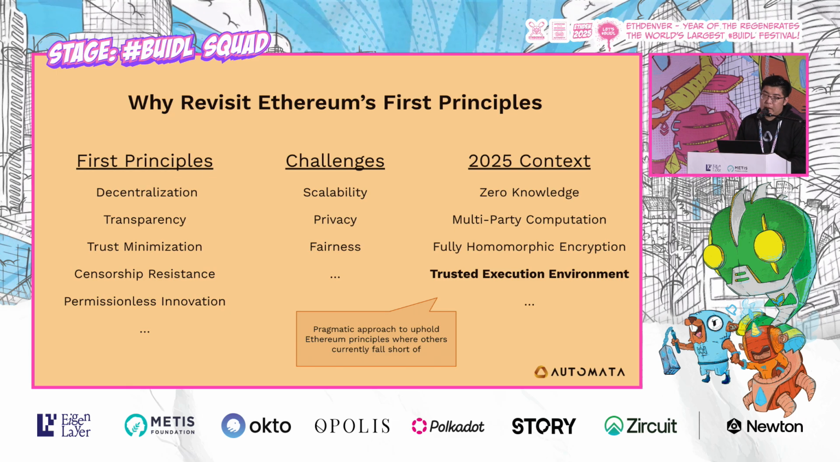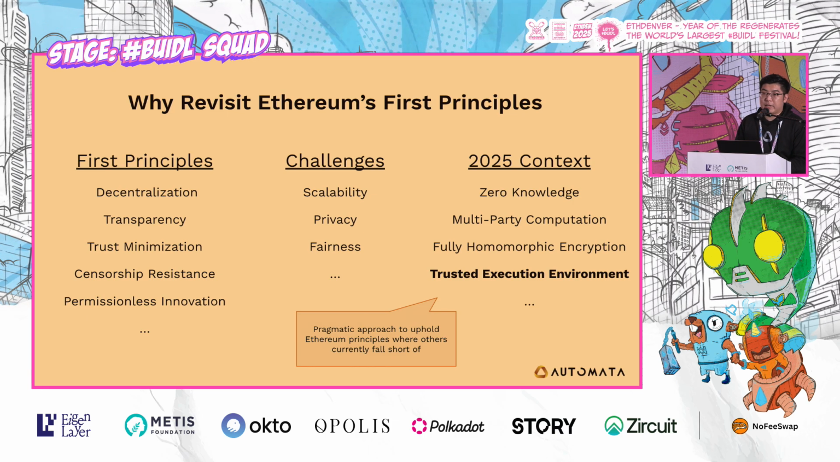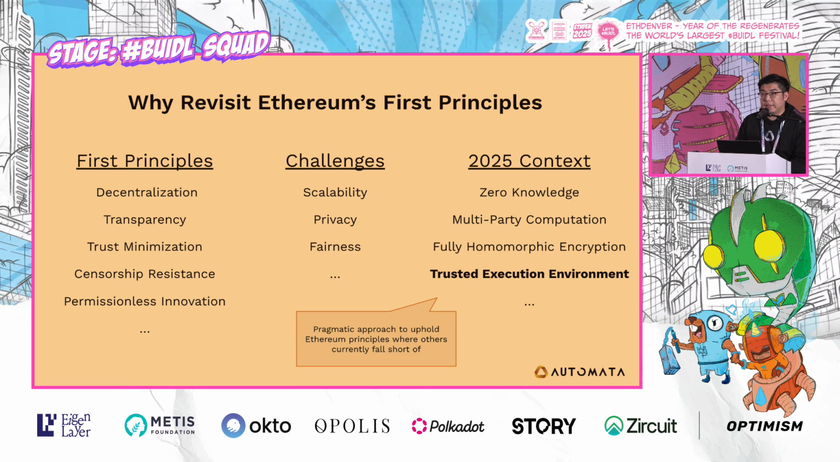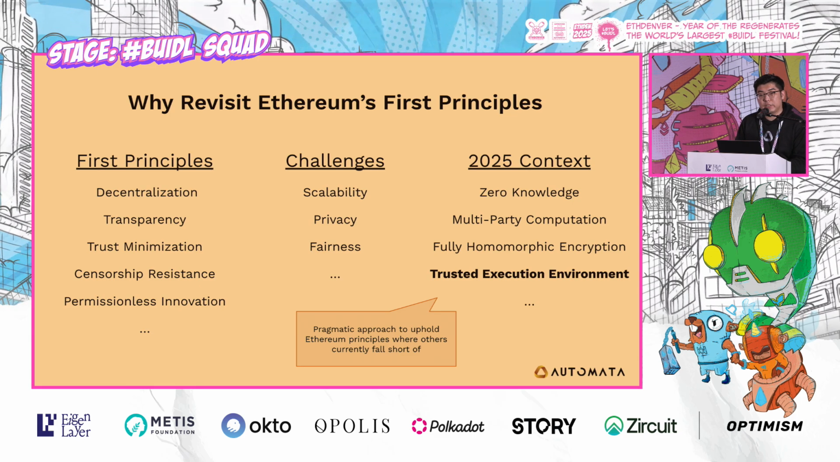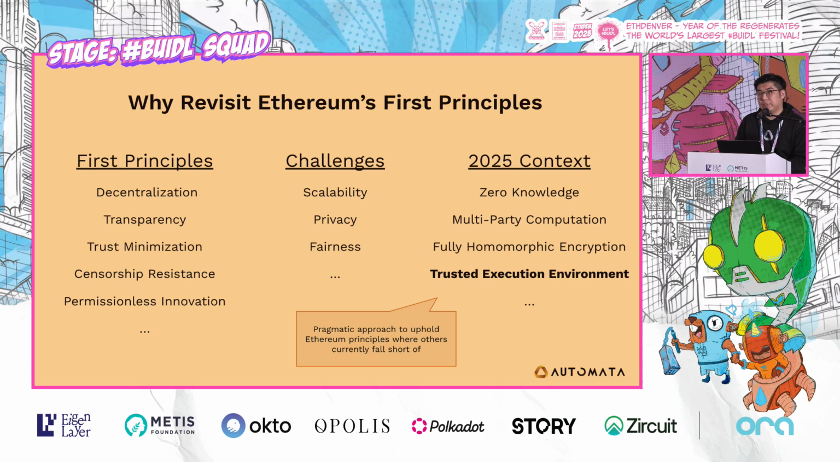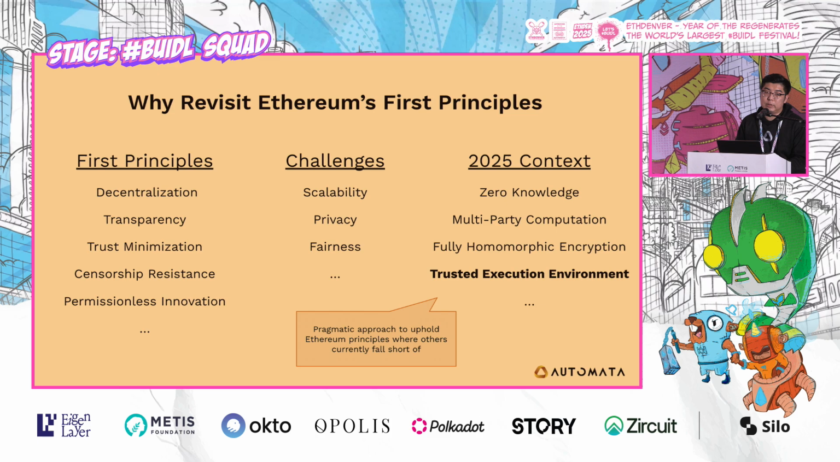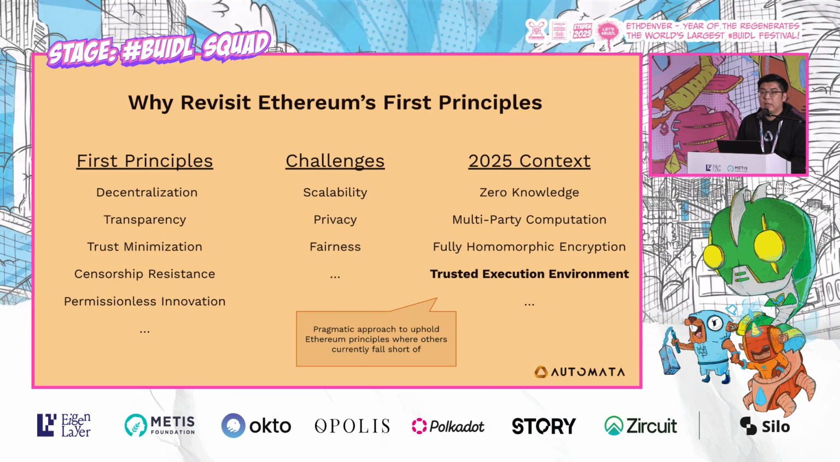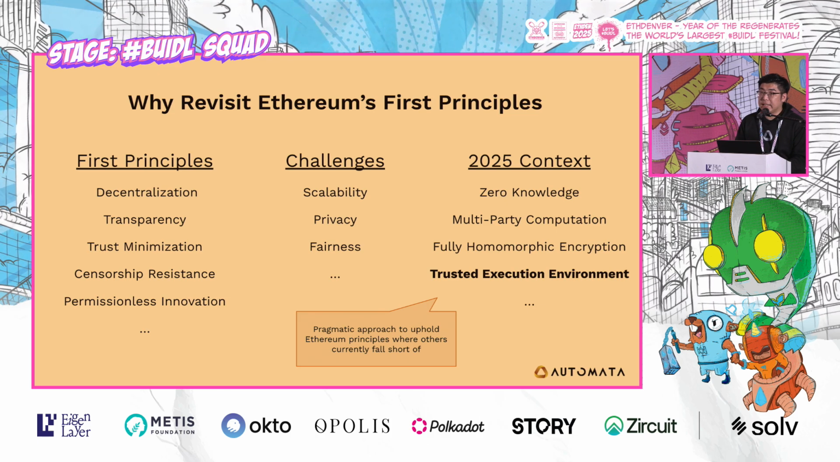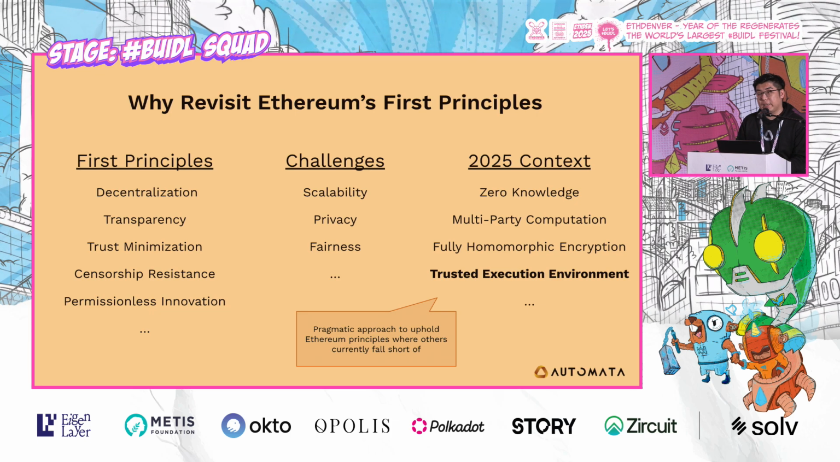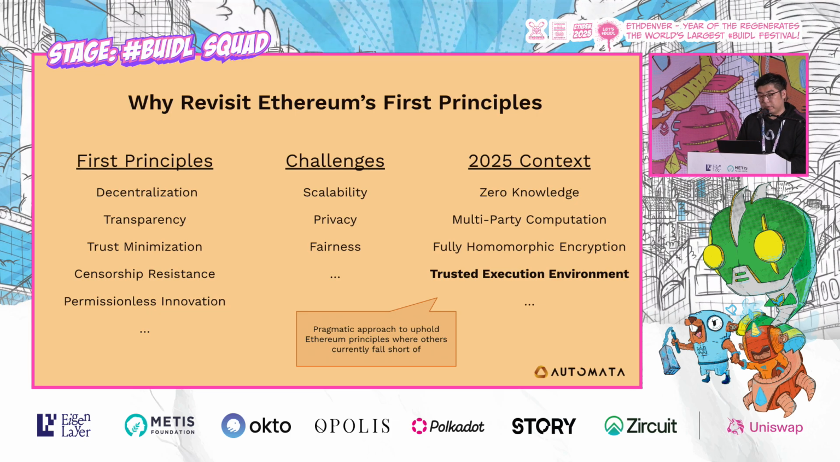So when it comes to the context of 2025, there have actually been quite a lot of new primitives coming up. They're getting mature over the last year. We've seen a lot of rollups using zero-knowledge stacks. Also, we've seen projects trying to create MPC protocols and FHE protocols as well. Of course, we are actually building with trusted execution environments. We are trying to use this kind of hardware-based security to make Ethereum better.